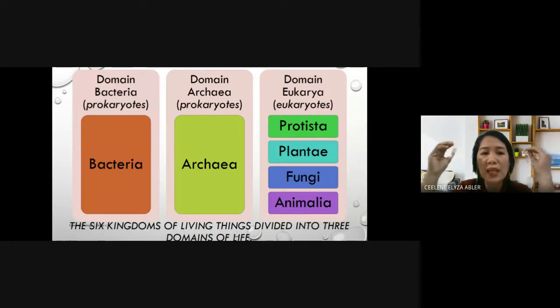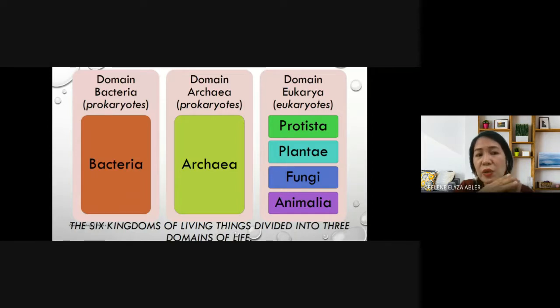So, ang pinakamatanda actually are those that can survive very harsh environments. So, yun ang ating domain Archaea. Pinaka-harsh na environment ang kaya ng Archaea because they can survive very salty, very hot, very cold. Doon sila, kaya nila yan.